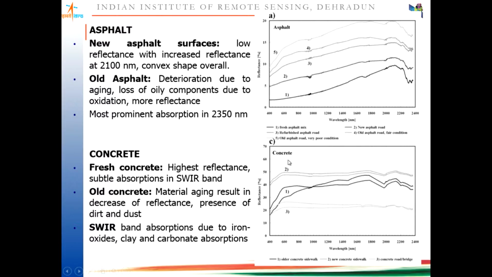Okay. The same goes with concrete, but slightly different, or just the reverse phenomena. The fresh concrete is always going to have a very high reflectance, and you can see in the SWIR band and roughly in 600 nanometer, you are going to see a slight drift in the spectral curve. However, it remains almost stagnant and shows a near dip at 1900, which is water absorption. Old concrete, due to aging, will decrease the reflectance because of the presence of what? The dirt and the dust present available.